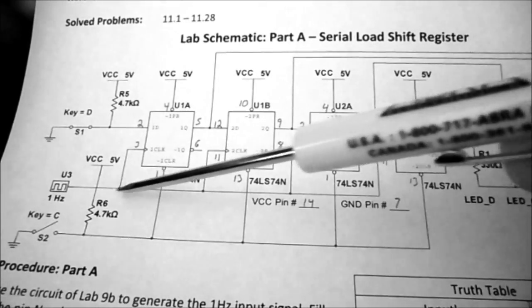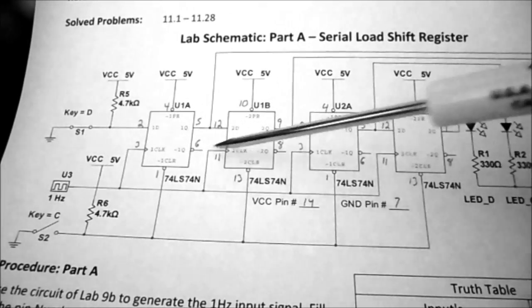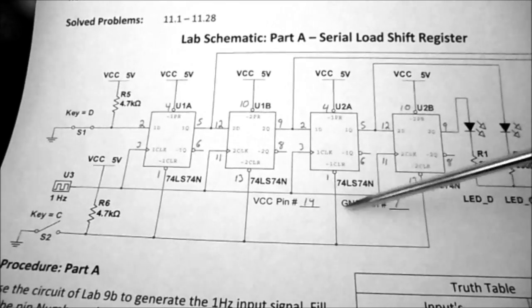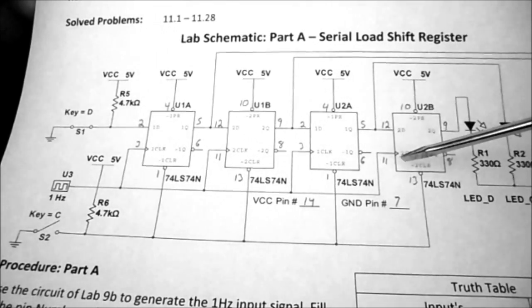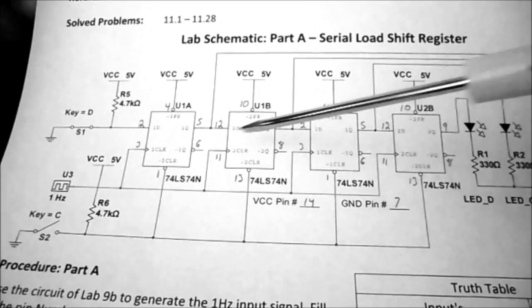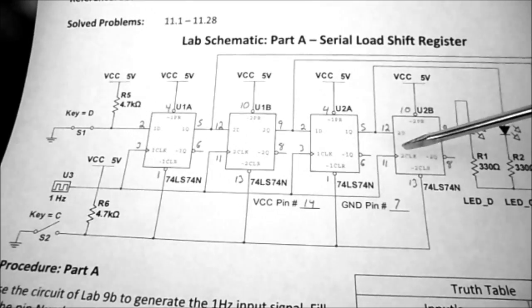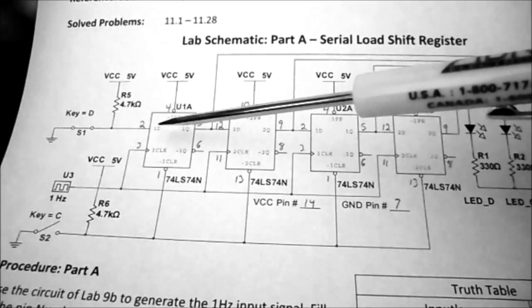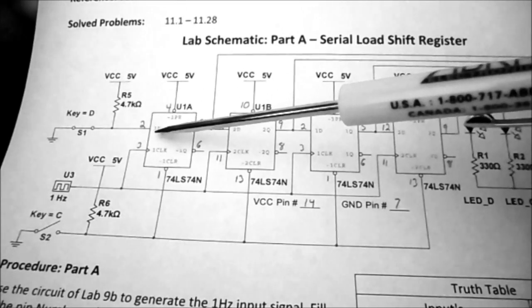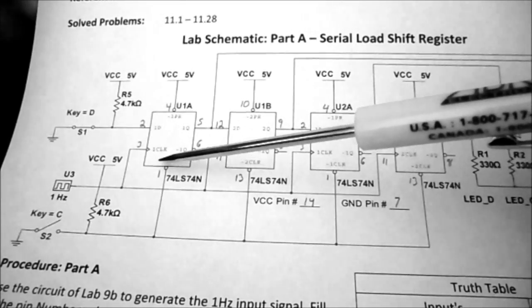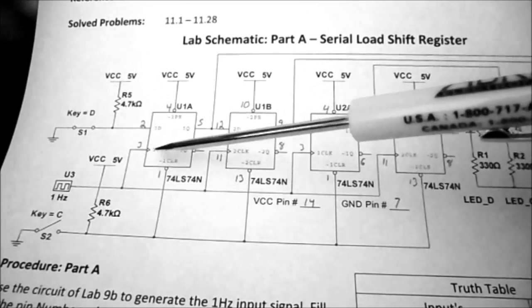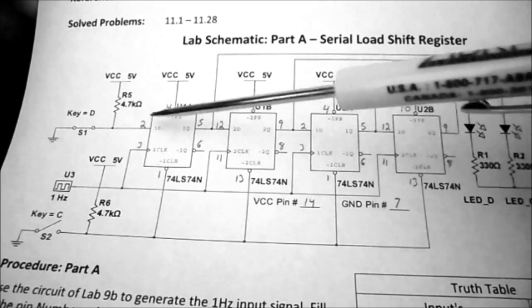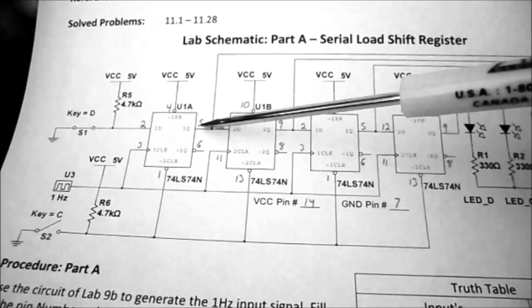So you notice the clock signal comes in and goes to the first clock, the second clock, the third clock, and the fourth clock. So these are all going to do their thing at the same time. Now these are D-type flip-flops, so when the clock signal comes in, whatever is on the input of the D is going to show up on the Q.